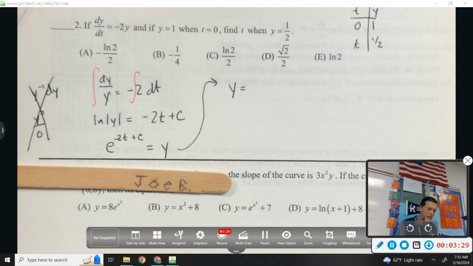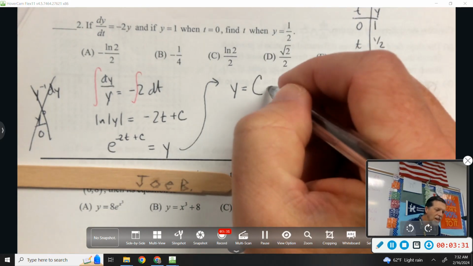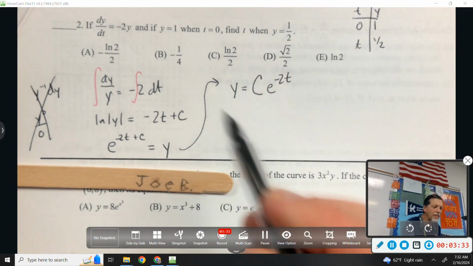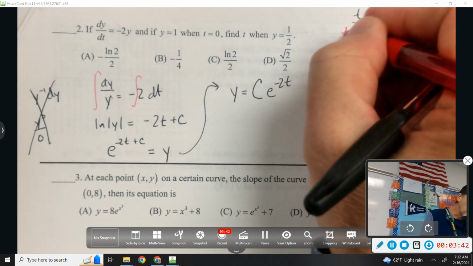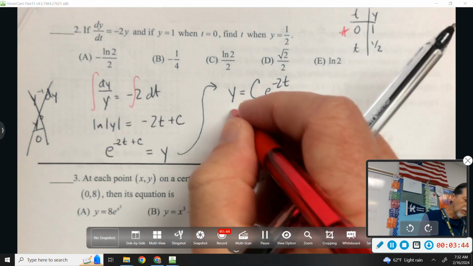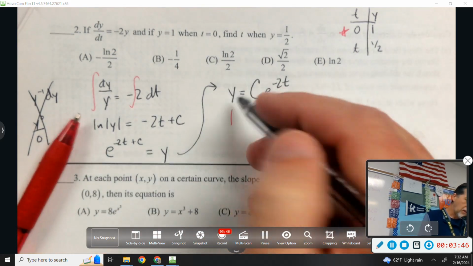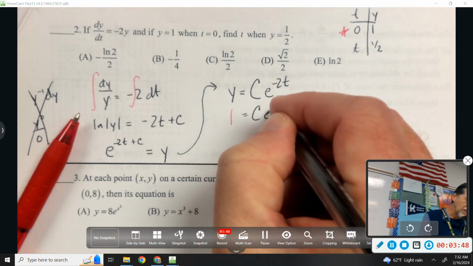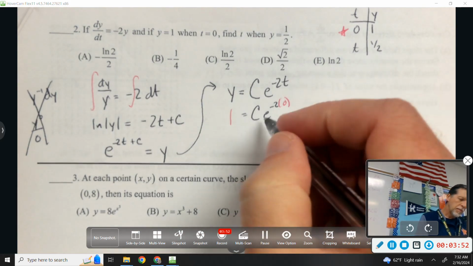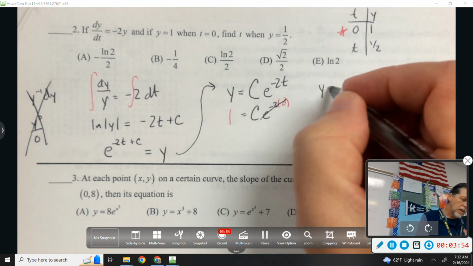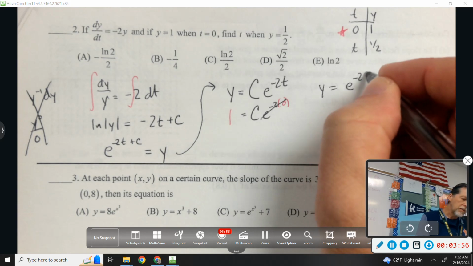You can put that c, I should be careful how we phrase that, because it's not the same c when you move it down front. You can put a different c down front. Now we can plug in our information. We like it when they give us a 0 because that usually makes things very easy to deal with. So c is 1. So y equals e to the negative 2t.